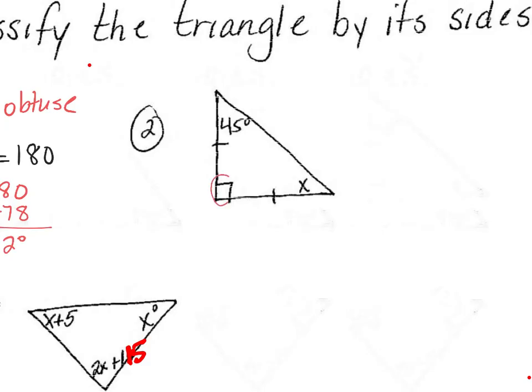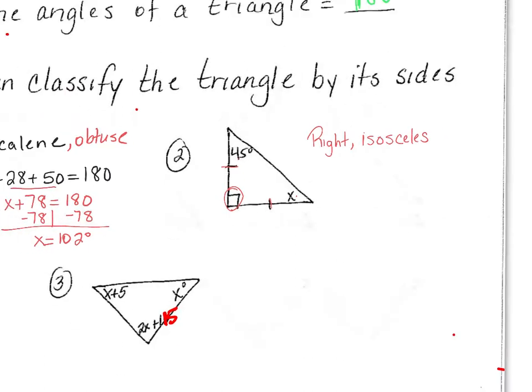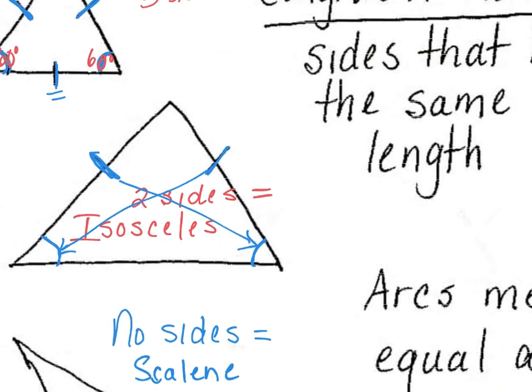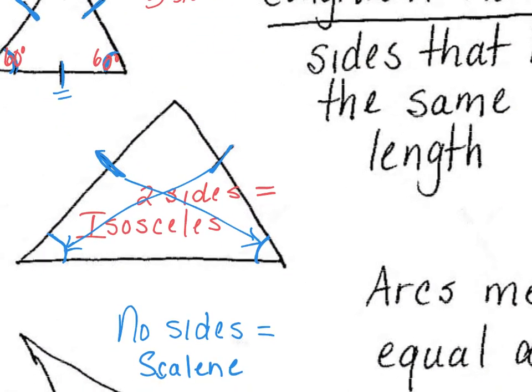It's a right triangle because it has a right angle. And it's isosceles, correct? Two congruent sides. It's isosceles. Now, the easiest way to find x in this one, you could write an equation like the last one. You could say x plus 45 plus 90 equals 180. But remember, you guys, when it's an isosceles triangle like this one up here, don't we know the base angles are congruent?